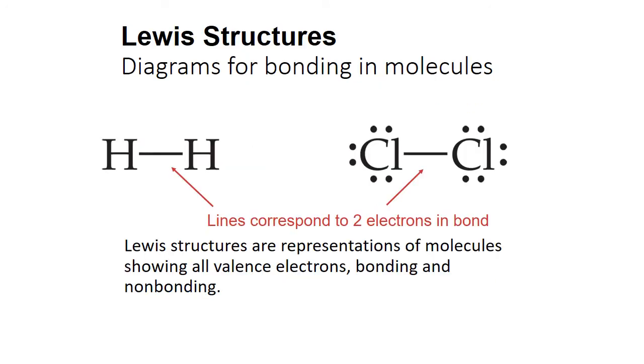You can see two examples, with lines corresponding to two electrons in a bond. Lewis structures are representations of a molecule showing all valence electrons, bonding and non-bonding electrons.